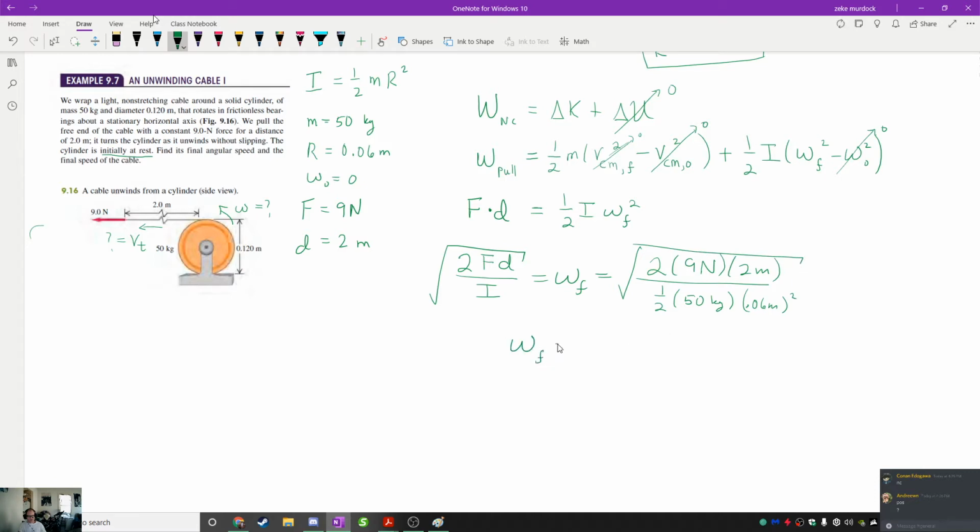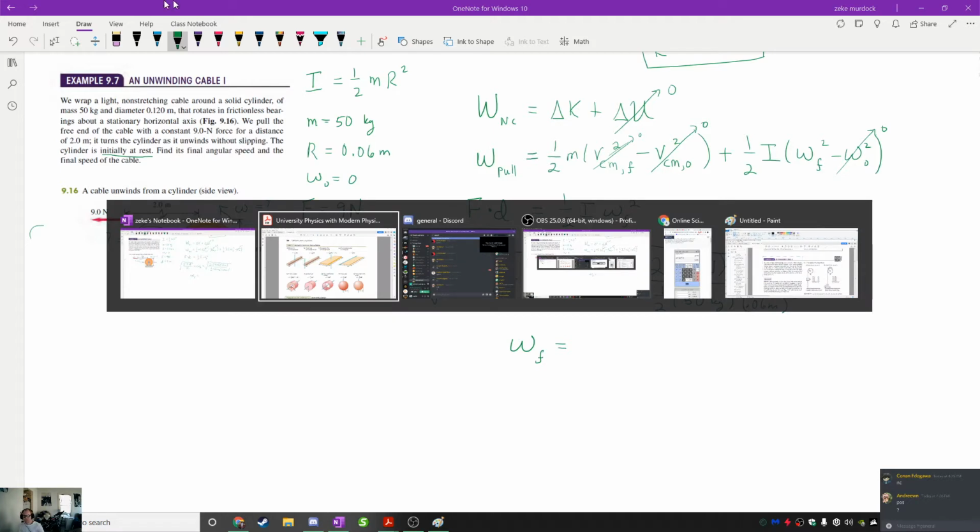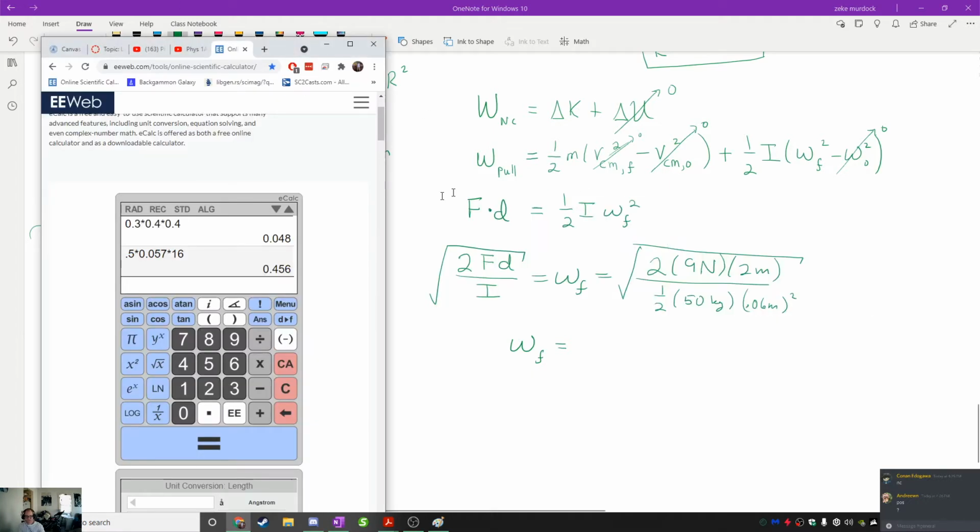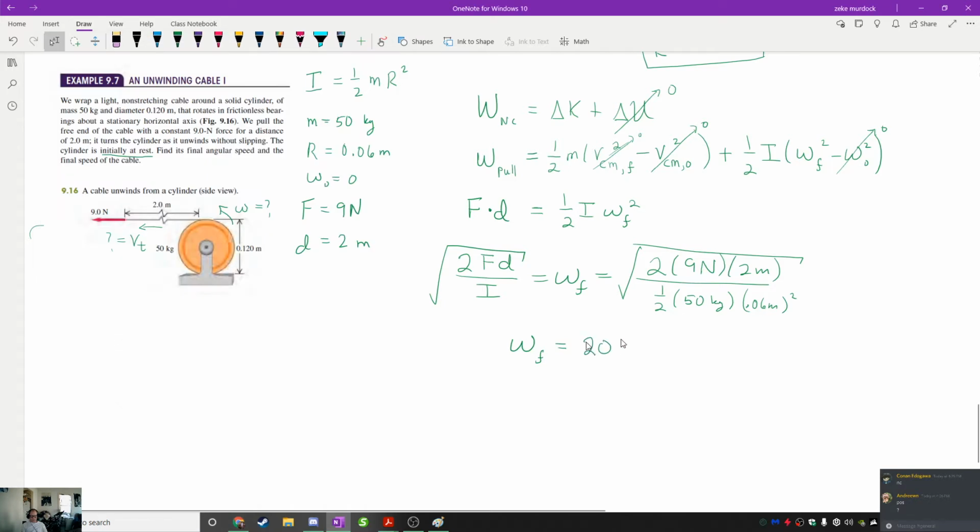So omega final is 2 times 9 times 2 divided by 0.5 divided by 50 divided by 0.06 twice, and then all of that's raised to the 0.5 power. It looks like it's going to be 20. So we get omega final is equal to 20 radians per second.